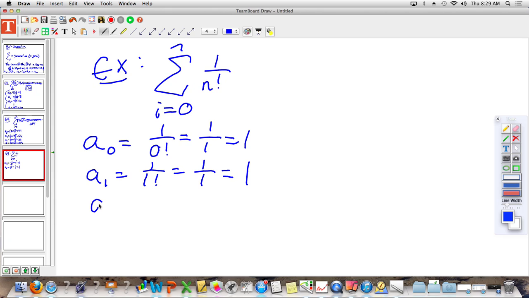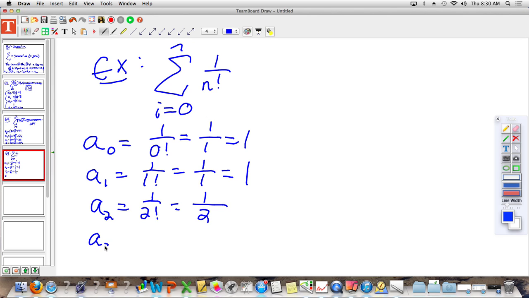1. The second term is going to be 1 over 2 factorial. So you get 1 over, what is 2 factorial? 2 factorial means 1 times 2, which is 2. And I would leave it just like that. Leave it as a fraction.